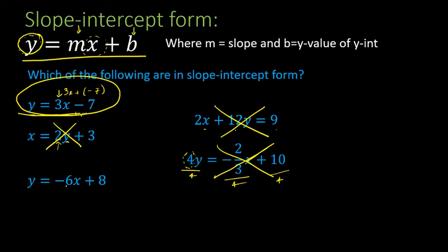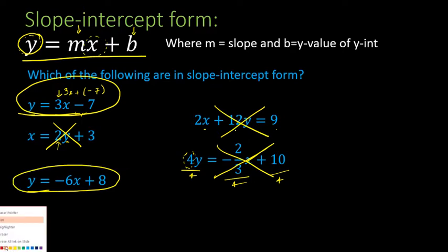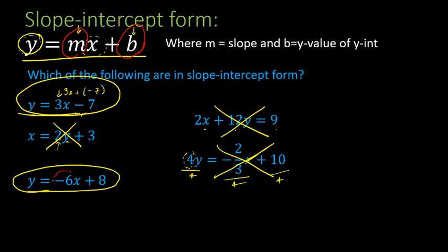Okay, what about this one? y equals negative 6x plus 8. Yes, this is in slope-intercept form. It's okay if your m value is negative, or if that value of b is negative. In this case, we have a negative 6, and that's alright, it's still in slope-intercept form because we have this y by itself on one side of the equation with no coefficient, and on the other side we have x being multiplied by some number and our constant.